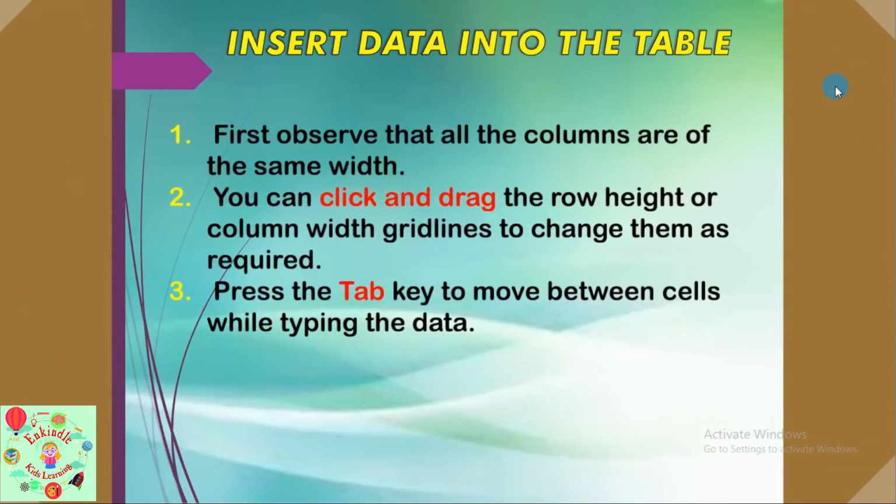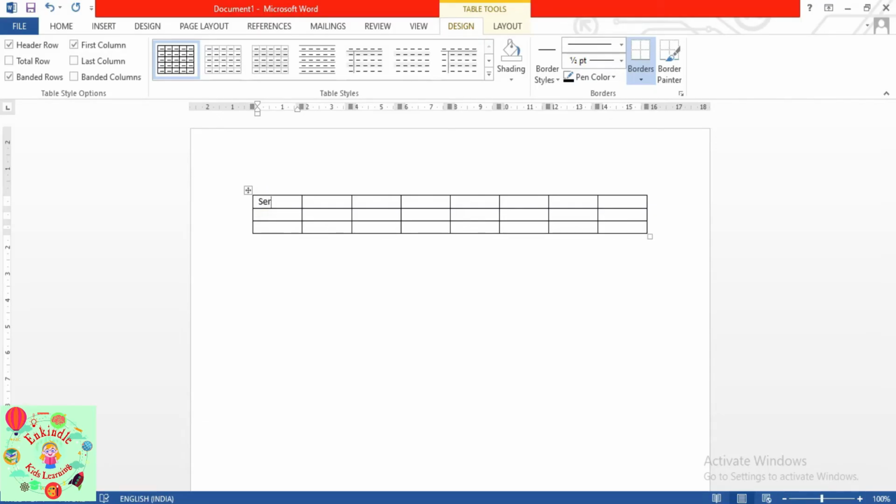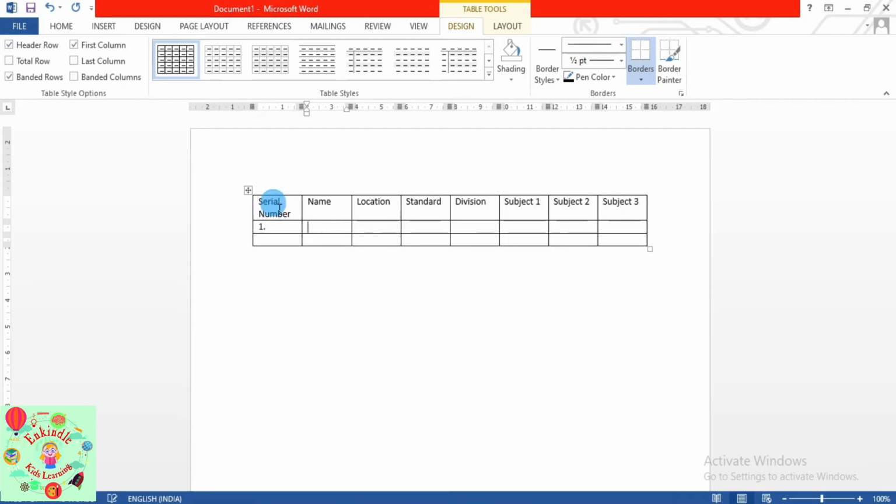Now, let's see how to insert data into the table. Once the table is added in the working area, you can type the information within the table. Observe that all the columns are of the same width. You can click and drag the row height or column width grid lines to change them as required. Press the Tab key to move between cells while typing the data.